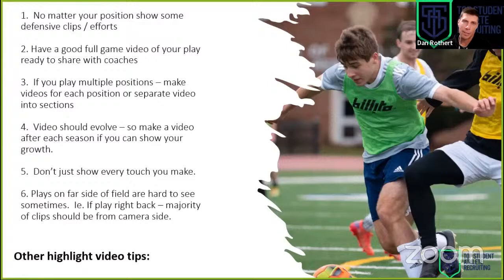When you're video recording, the far side of the field is tough to see sometimes, right? You can be a lot smaller on the far side of the field because the camera's on the other side. And so if you play right back, maybe the majority of my clips would be when I was on the near side of the camera. I just talked to a player tonight. He plays left wing, and I watched his game video, and I really couldn't tell what he was doing on the far side. So I skipped to the second half where he was on the near side, on the camera side, and that's where I would make his highlight video if I was making it.